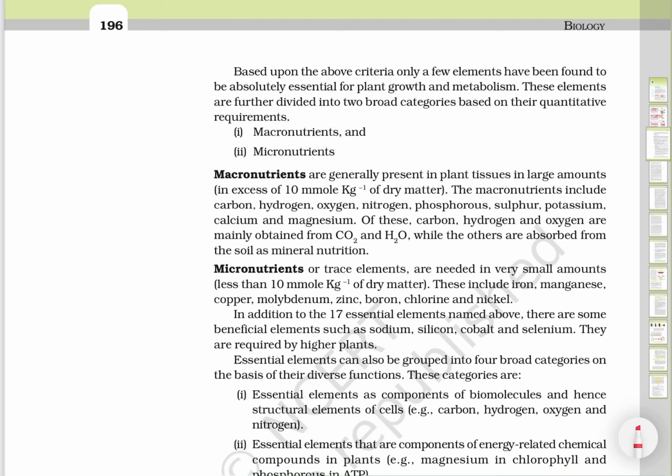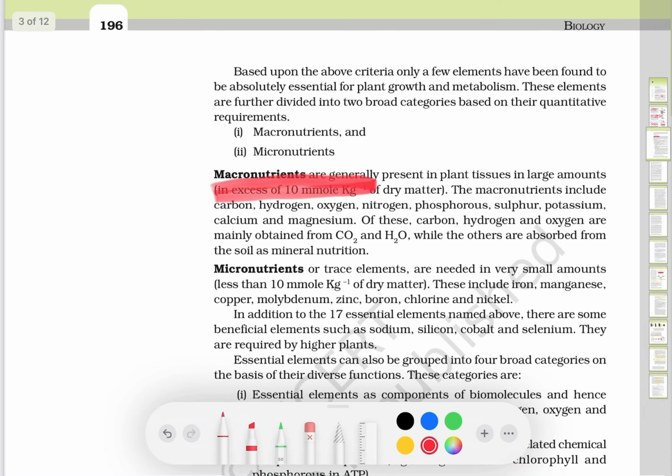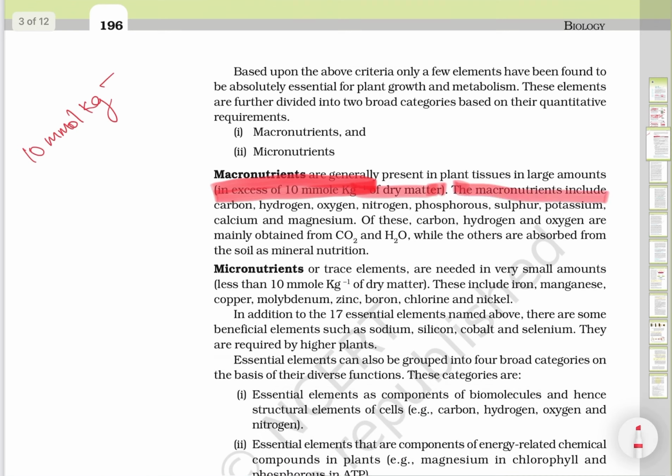These elements are further divided into two broad categories based on quantitative requirements, that is macronutrients and micronutrients. So what are macronutrients? Let's see. Macronutrients are generally present in plants in large amounts, in excess of 10 millimole per kg of dry matter. The macronutrients include carbon, hydrogen, oxygen, nitrogen, phosphorus, sulfur, potassium, calcium, and magnesium.